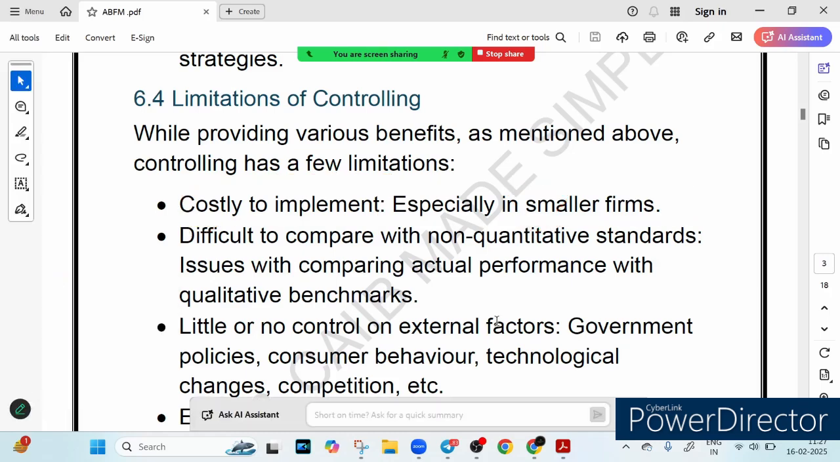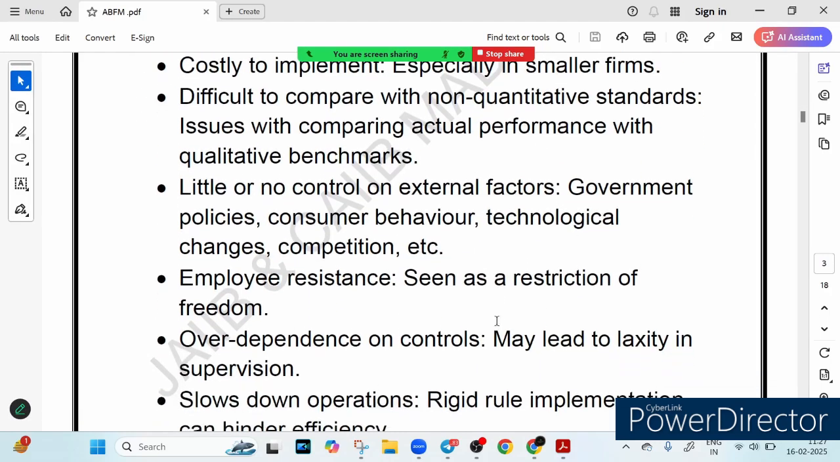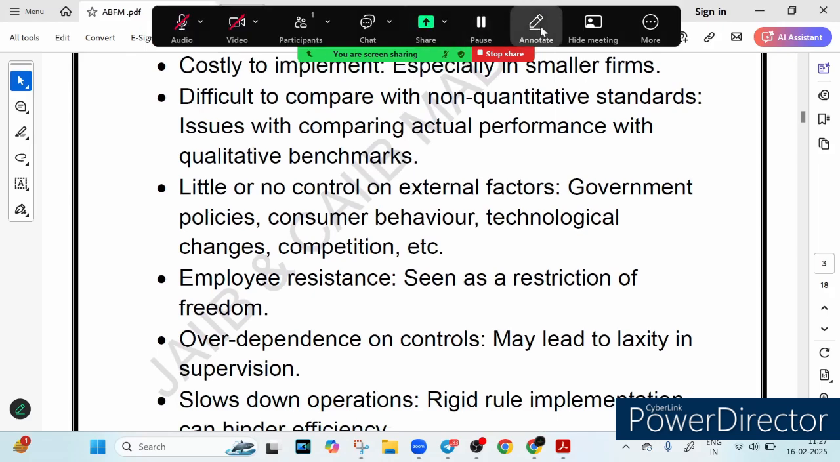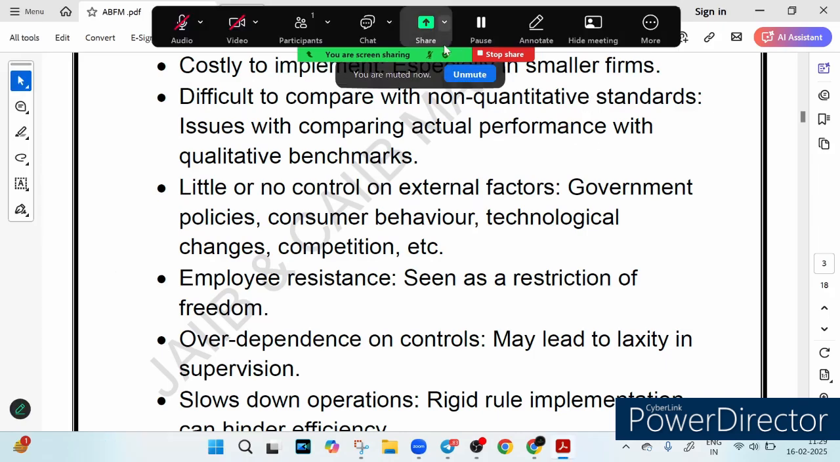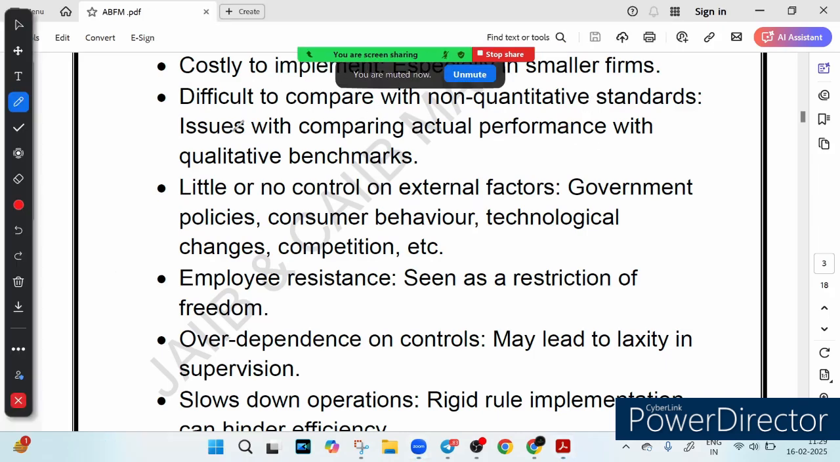Now, the second point is that it is hard to measure non-quantifiable factors. There is something called non-quantifiable standards or non-quantifiable factors. Not everything can be measured in numbers, right? And not everything can be quantified. So that is the first point, it is expensive. The second thing is that it is hard to measure non-quantifiable factors. What it means is that not everything can be measured in numbers.